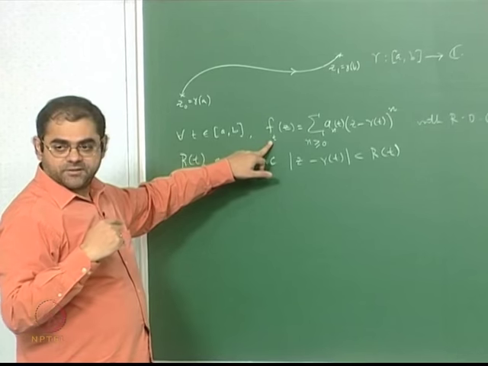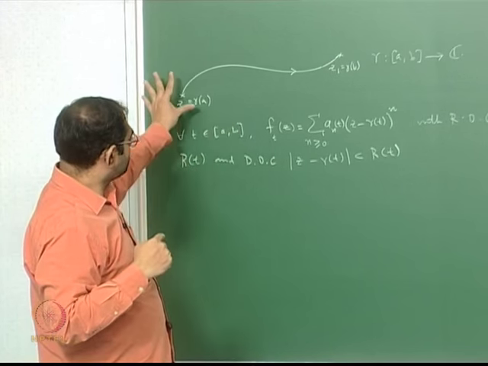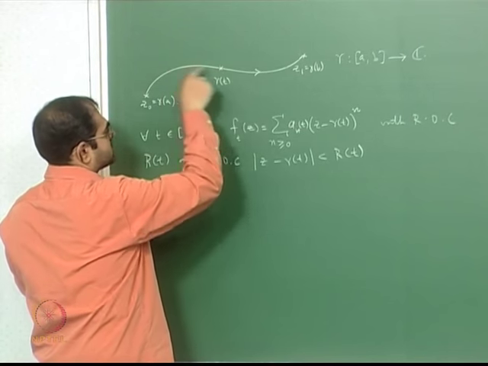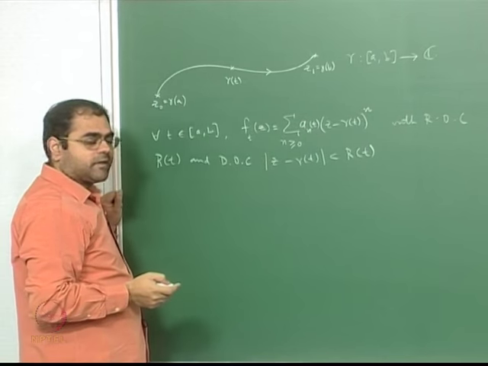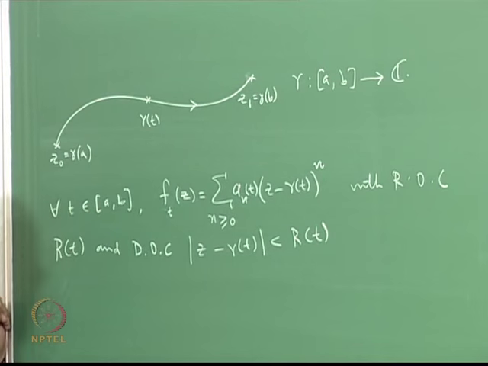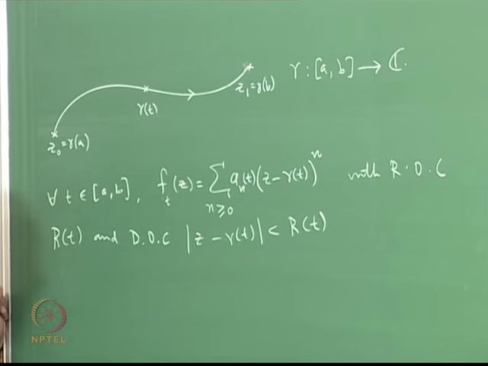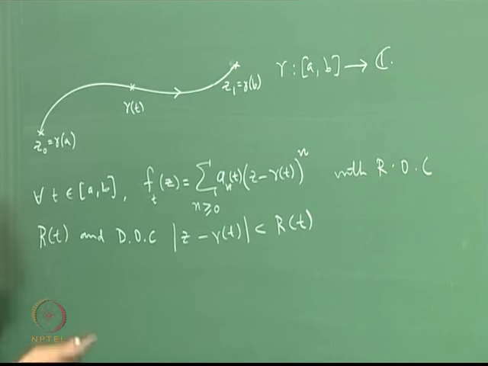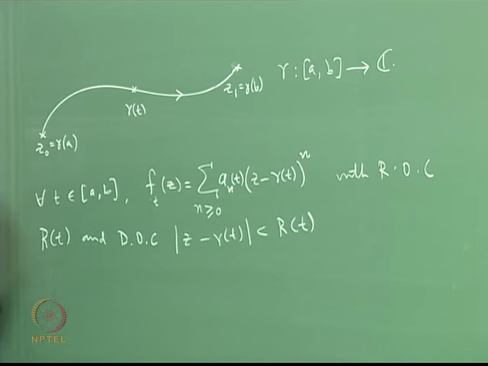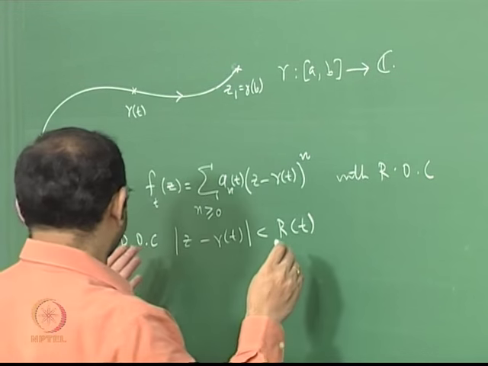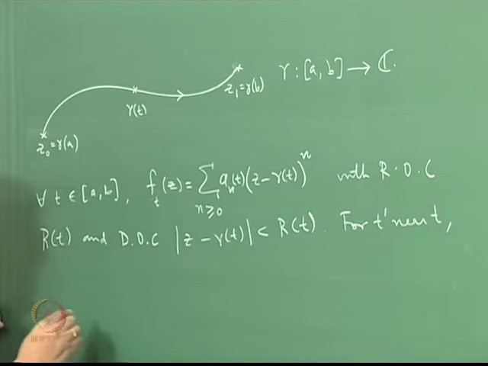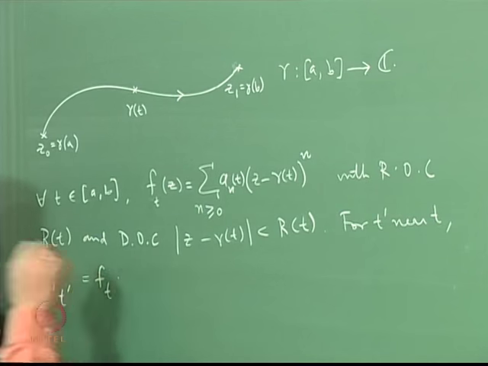Okay, the parameter is t, and as t moves, you're thinking of the point gamma of t moving on this path. So t is moving on this interval from a to b, gamma of t traces this path, and we want the power series to move continuously, in the sense that we want successively the power series in a neighborhood being direct analytic continuations, and that is a condition. So the condition is, for t prime near t, f_t prime is equal to f_t. This is the condition we have.